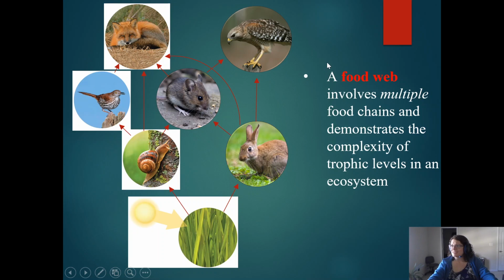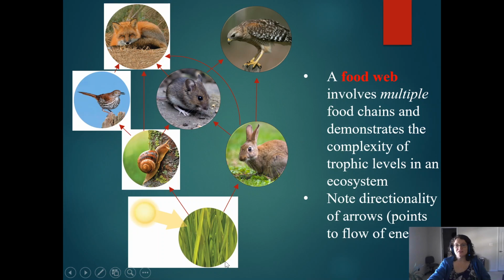The next piece is a food web. Okay, so food webs are multiple food chains showing the complexity and interaction of multiple things. Okay, so in this we're going to be creating multiple food chains and demonstrating the complexity of trophic levels. Okay, we're going to be demonstrating this via the video about the Gorongosa savanna and talking about the interaction of organisms within that.